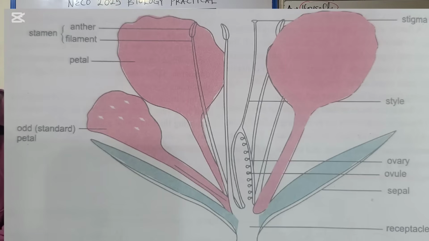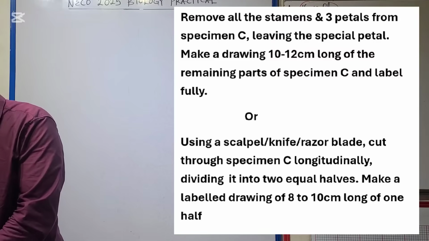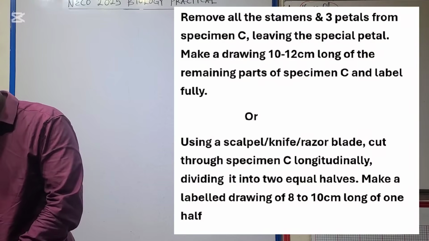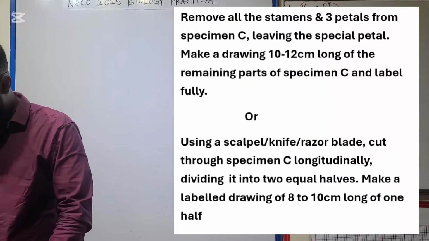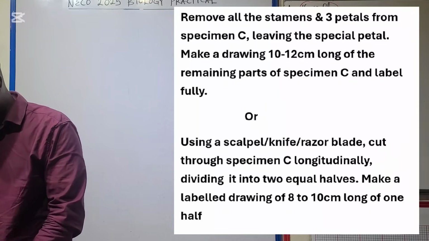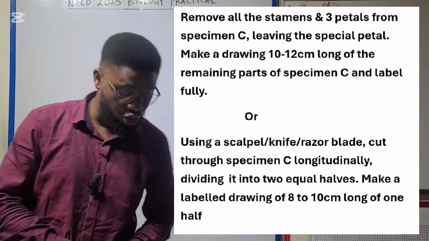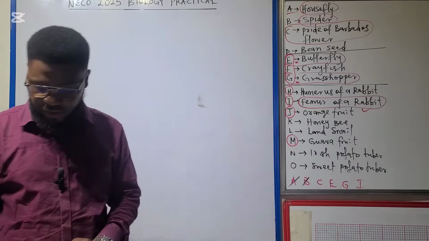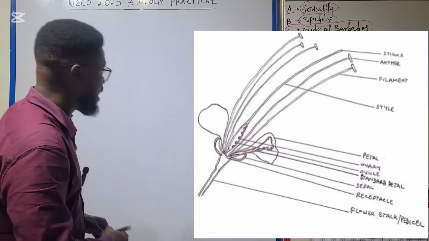So the question says remove all the stamens and 3 petals from specimen C, leaving the special petal. Now, make a drawing 10 to 20 centimeters long of the remaining part of specimen C and label fully. What we are going to be drawing in this case is displaying on your screen. So how do we start? What are we going to do? Let's get right into it.